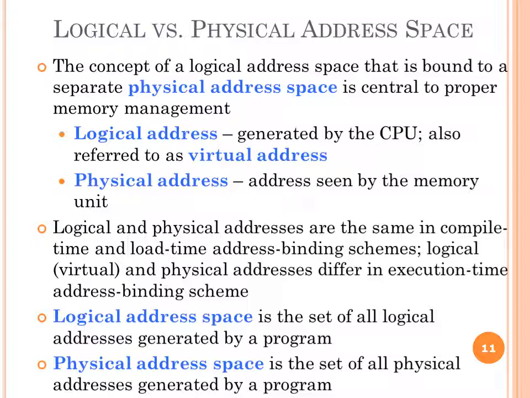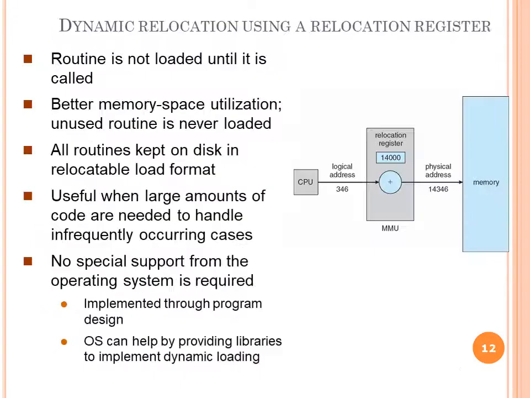The runtime mapping from virtual to physical addresses is done by a hardware device called the memory management unit. In a simple MMU, the base register is called the relocation register. The value in the relocation register is added to every address generated by the user process at the time the address is sent to the memory, as shown in the figure.